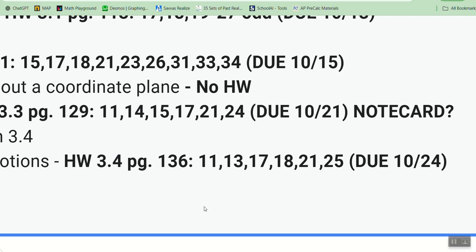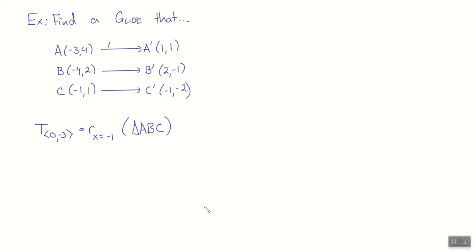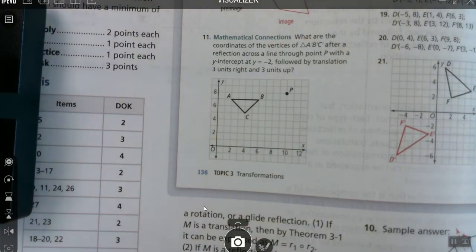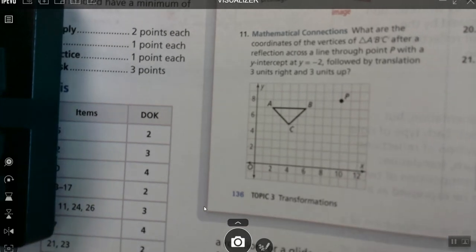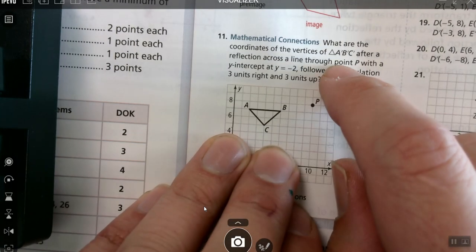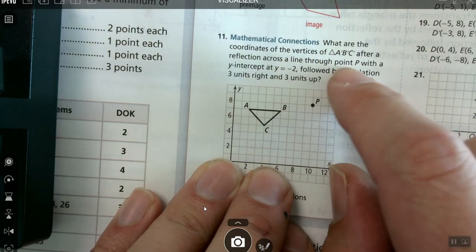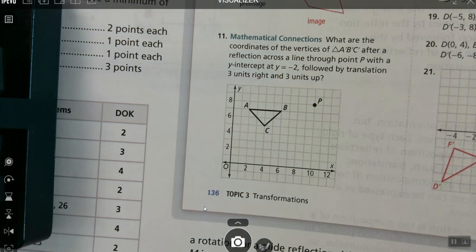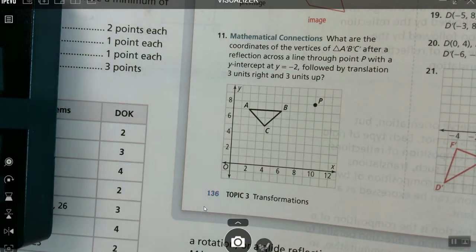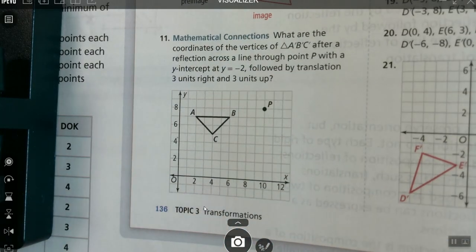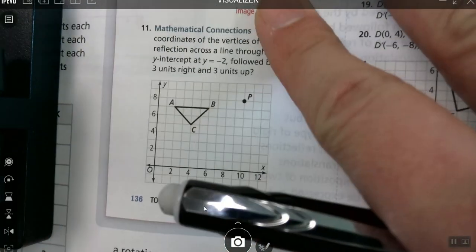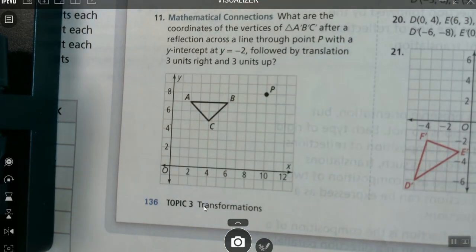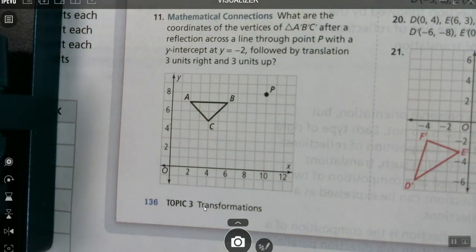But I want to look really quickly at number 11. I'll put that back up on the screen here in a moment. On number 11, here it is. They are asking me to find the vertices of a new triangle after I reflect across this line and then translate it a certain amount. As we're looking at this, they give you a graph. Do you think they do that just for fun? No, they give you a graph because what's going to make this problem easier? A graph, being able to envision it.